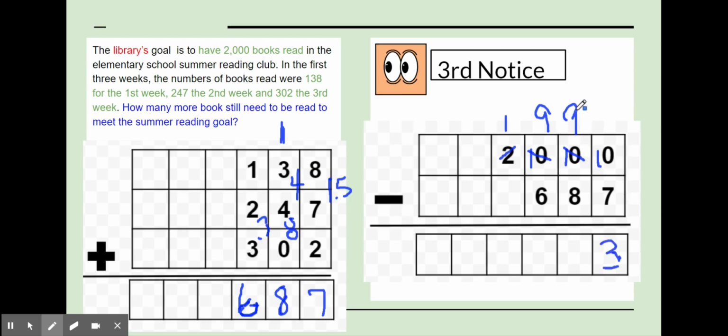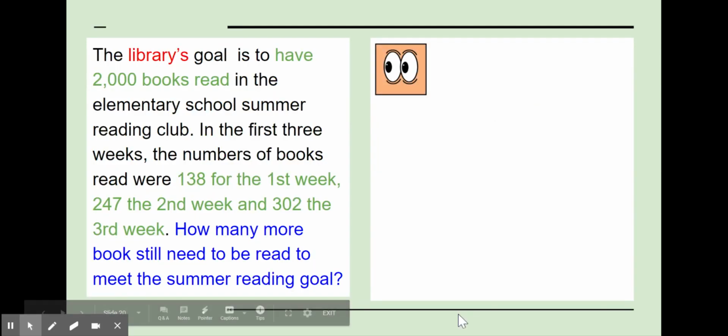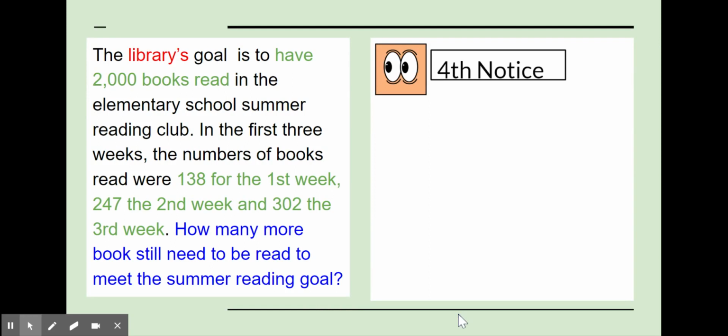Going to the next place value, 9, take away 8 is 1. 9, take away 6 is 3. 1, take away 0 is 1. So the number of books that we still need to read to reach 2,000 goal is 1,313.